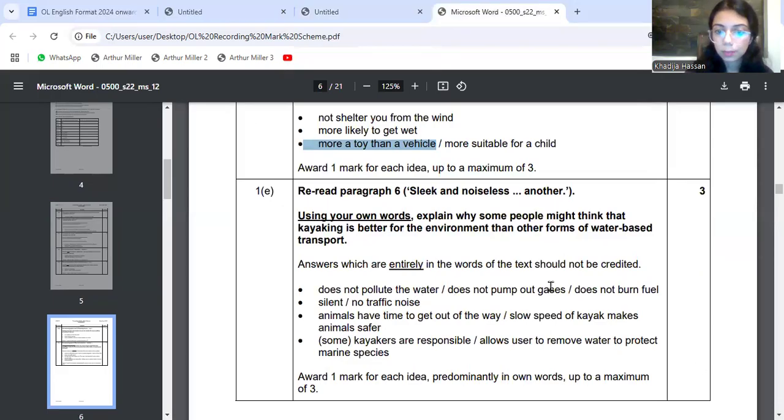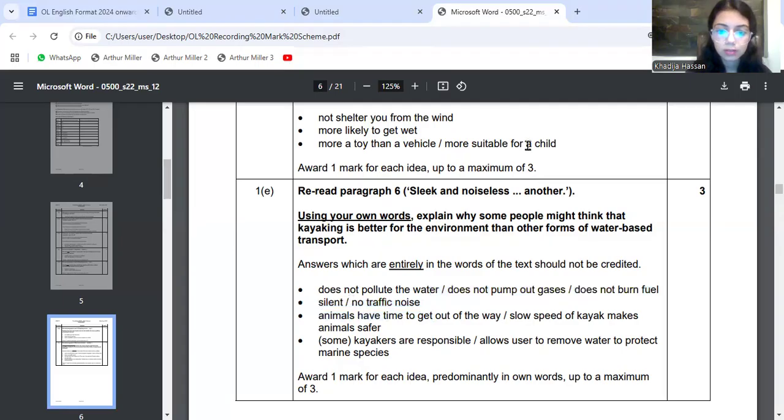Does not pollute the water, does not pump out gases, does not burn fuel, silent, no traffic or noise. Okay, so I was just mainly thinking about the water pollution, but there were other kinds that we could have also considered. Animals have time to get out of the way, so this one we wrote. Some kayakers are responsible, allow users to remove water to protect marine species. And this one we also wrote. Does not pollute the water, does not pump out gases, does not burn fuel, so emitting pollutants, well up point. Silent, no traffic noise. This one was the one that we missed, right? So I wasn't really considering air pollution or noise pollution.